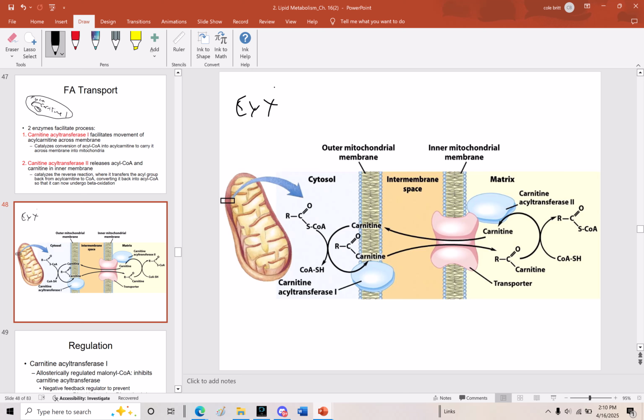Exactly. And so in step 2, that's when this malonyl-CoA comes in, and the enzyme is going to be fatty acid synthase. This is the enzyme that's going to do it. And it's going to take one acetyl-CoA plus a malonyl-CoA.